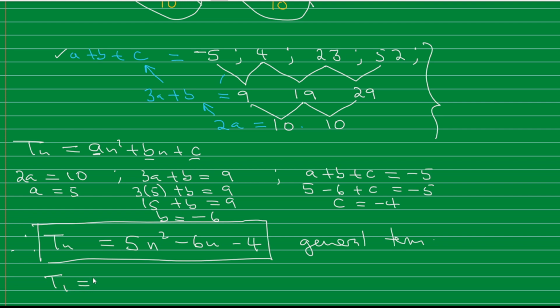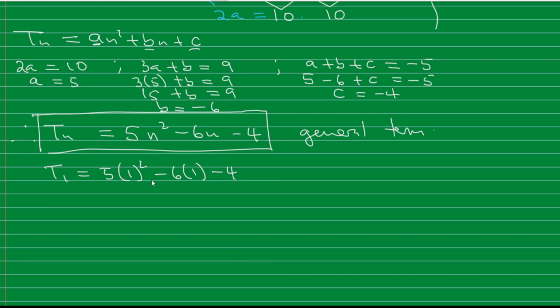Okay, we want to find T1. So T1 is the first term, meaning that our n is 1. So we are going to substitute into 5 times 1 squared minus 6 times 1, minus 4. Simplify that one. That will give us 5 subtract 6 subtract 4. This is 5 subtract 10, which is equal to -5.